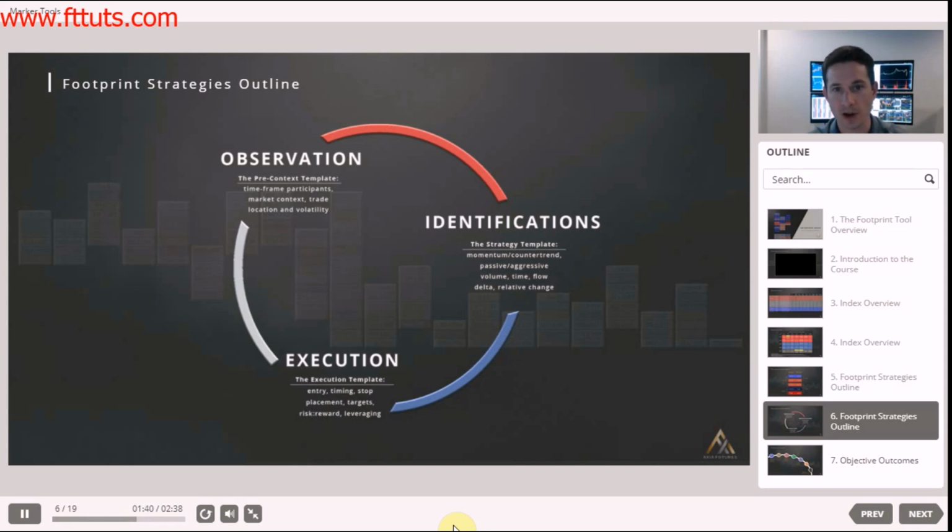And lastly, we're going to work on execution. So observing the trade strategy is important, identifying it is also important, but most important is learning to execute effectively and efficiently. Now within this execution, we're going to spend time looking at the entry points as well as timing of trade strategies. We're going to talk about where to place your stops as well as where to place your targets. We then can also finish talking a little bit about risk reward within each trade strategy, and lastly, how we can leverage these trade strategies to ultimately get big.